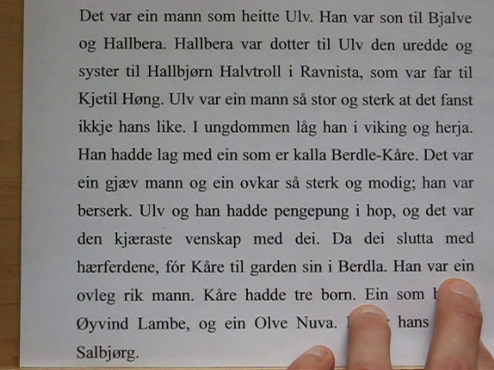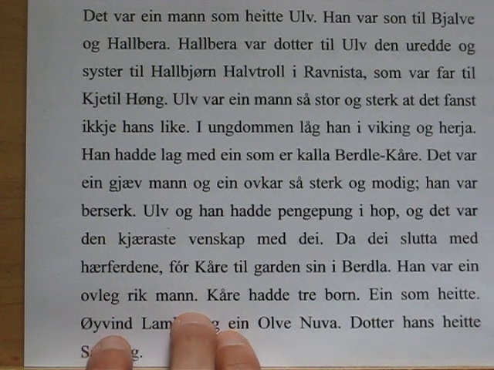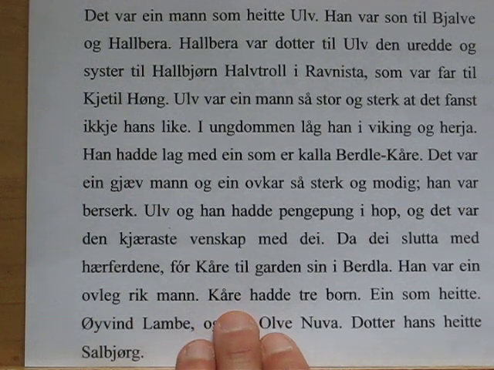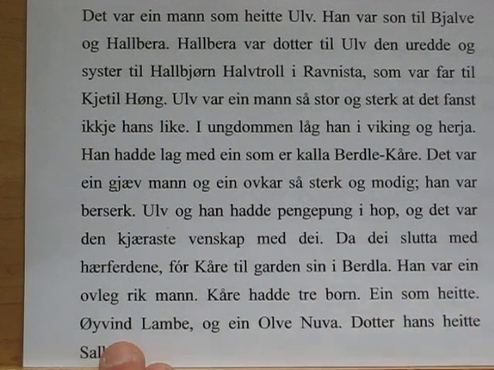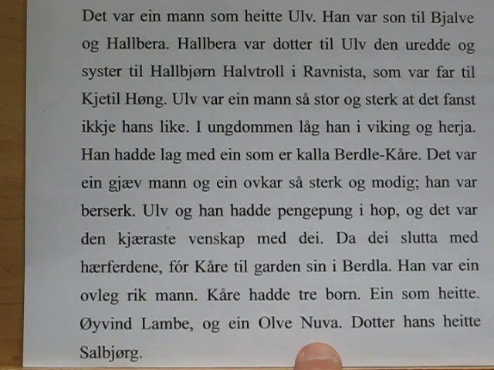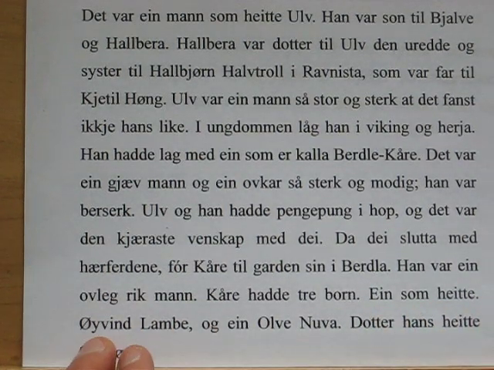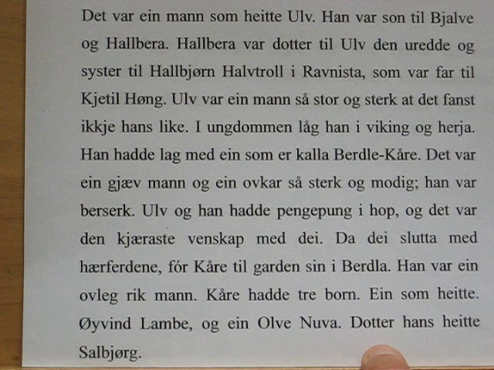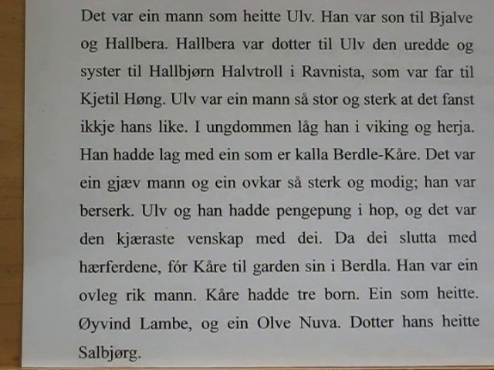Han var en øvelig rik mann. He was an overly, extremely rich man. Kåre hadde 3 barn. Kåre had 3 children. En som heter Øyvind Lamba, og en Olve Nuva. One who was called Øyvind Lamba, and one Olve Nuva. Dotter hans heter Salbjørk. His daughter was called Salbjørk.